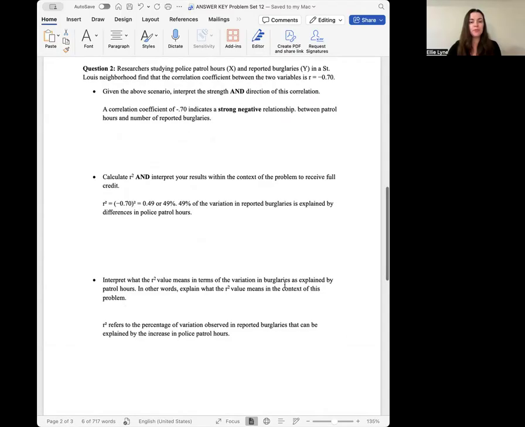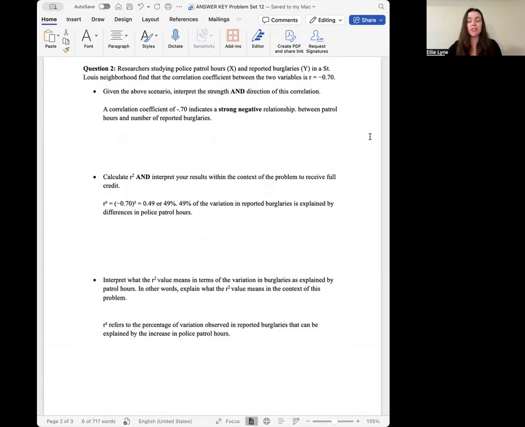Question number 2. Researchers studying police patrol hours X and reported burglaries Y in a St. Louis neighborhood find that the correlation coefficient between the two variables is R equals -0.7. Similar structure to what we saw with question number 1, but this time we only have 3 bullet points. Let's take a look at bullet point number 1. Given the above scenario, interpret the strength and direction of this correlation.